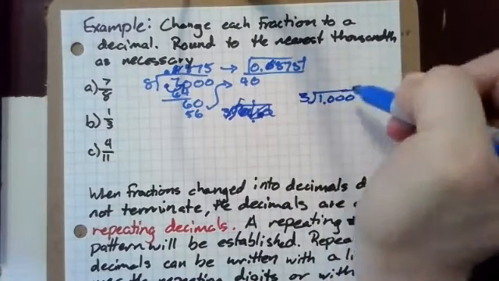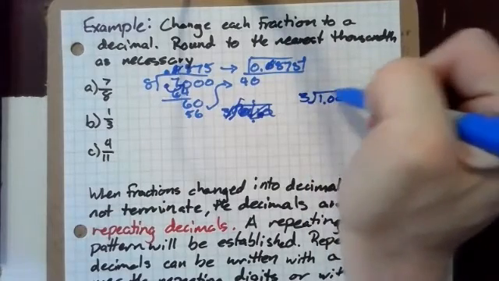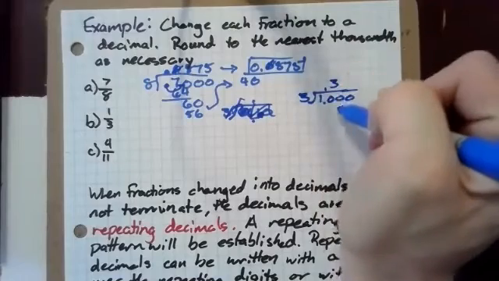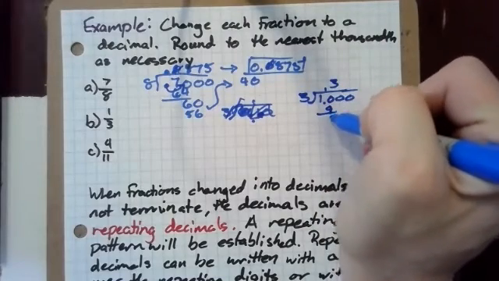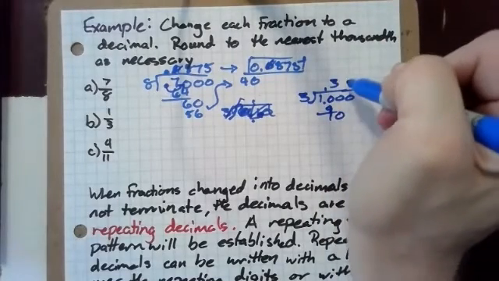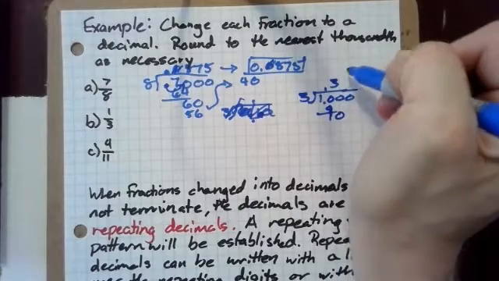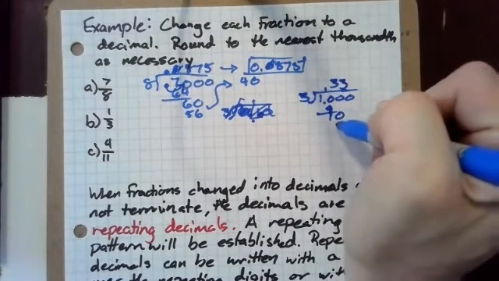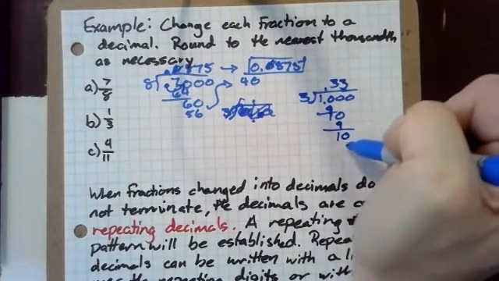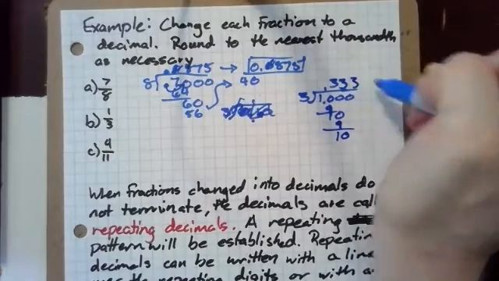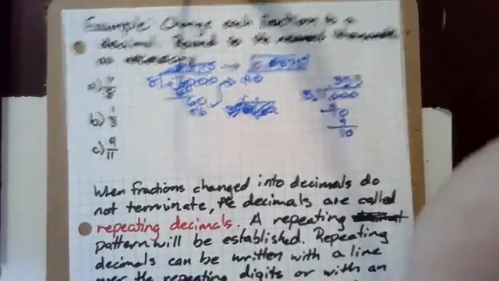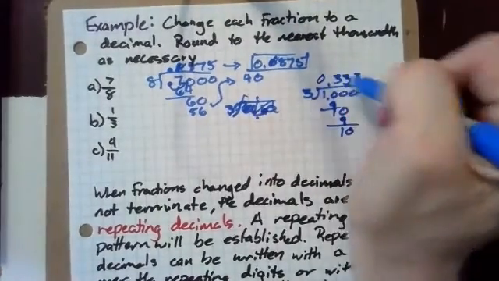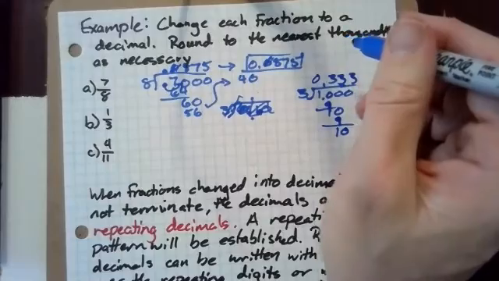Well, 10 divided by 3 is 3. 3 times 3 is 9. Subtract, we get a 1. Bring down a 0. 10 divided by 3 is 3. 3 times 3 is 9, etc., etc. And this is just going to be fine right there. 0.333, that's rounded to 3 places.